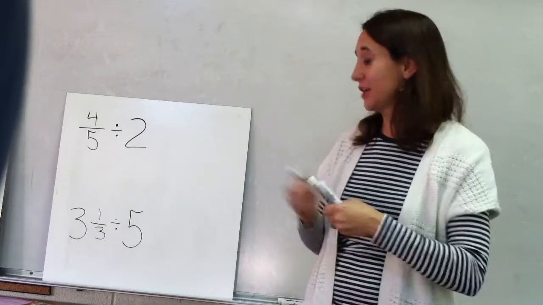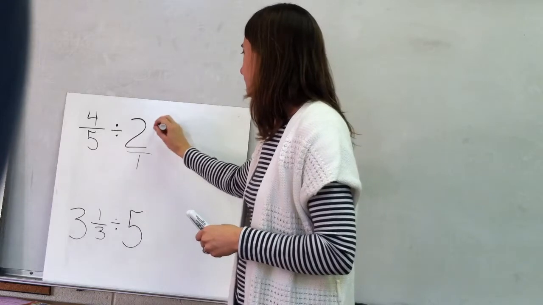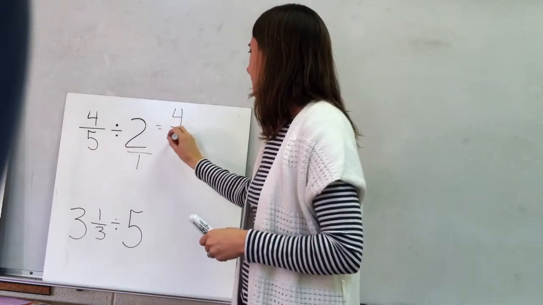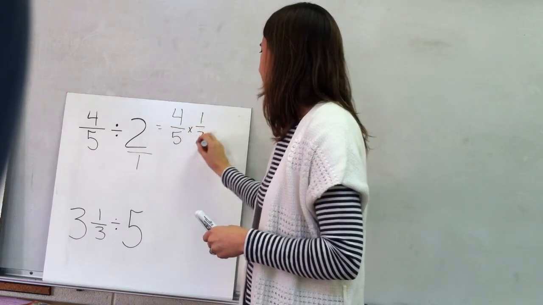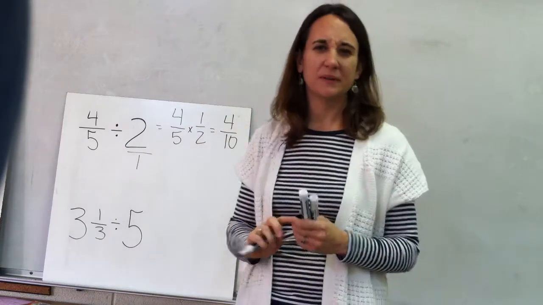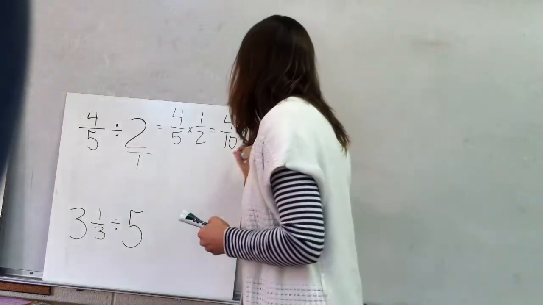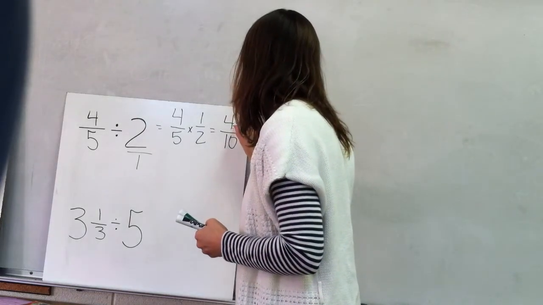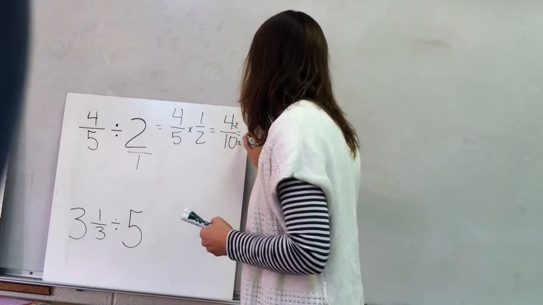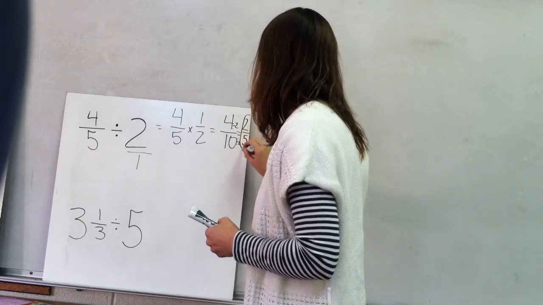Okay, so hopefully you've had a chance to pause the video and check. This becomes 2 over 1, which then becomes 4/5 times 1/2, which equals 4 over 10. Is that in simplest form? No. What can it be divisible by? 2, right? Okay, so we're going to divide both the numerator and the denominator by 2, and it becomes 2/5. And that is in simplest form.